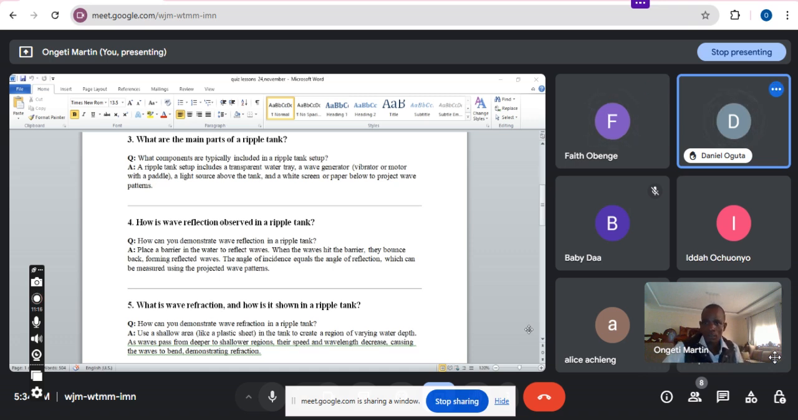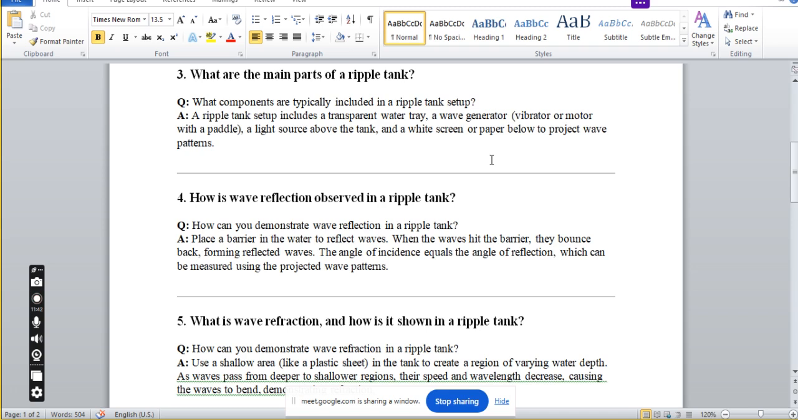Okay. So, how is wave reflection normally observed? When you talk of wave, it's just like the reflection of light. When light strikes a smooth surface, it normally bounces backwards. Okay? It goes and then bounces backwards. So that is called reflection. So when a wave also strikes an obstacle, it normally bounces backwards. So those are some of the properties which we are going to talk about.